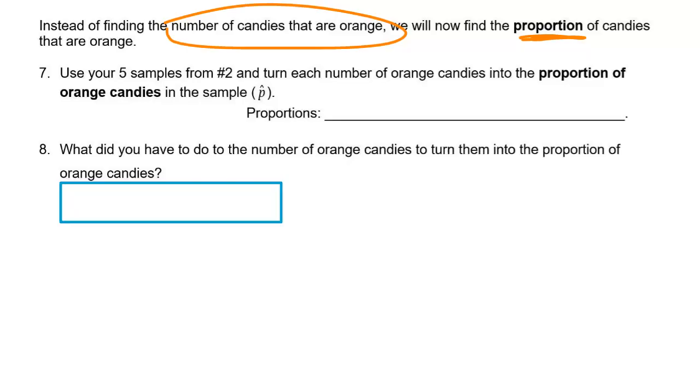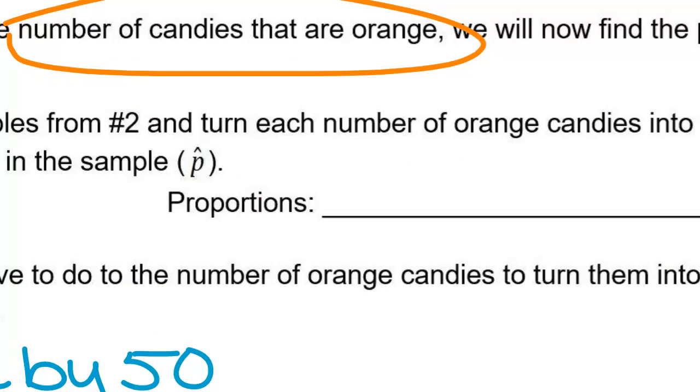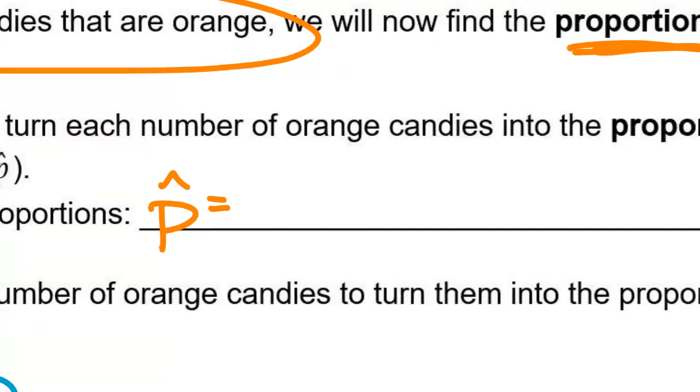What do you need to do to each of those numbers to turn them into a proportion? Divide them by 50 is absolutely correct. So take each of those numbers, divide them by 50, and you will write them down on this line. So you're going to have 5 different p hat values.